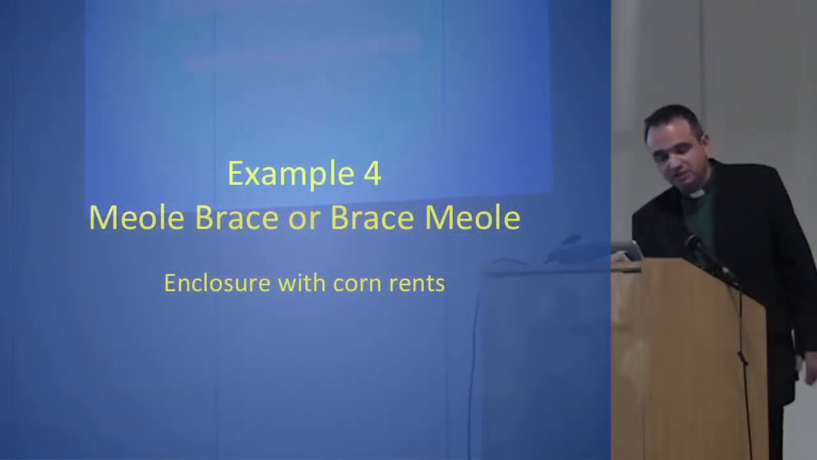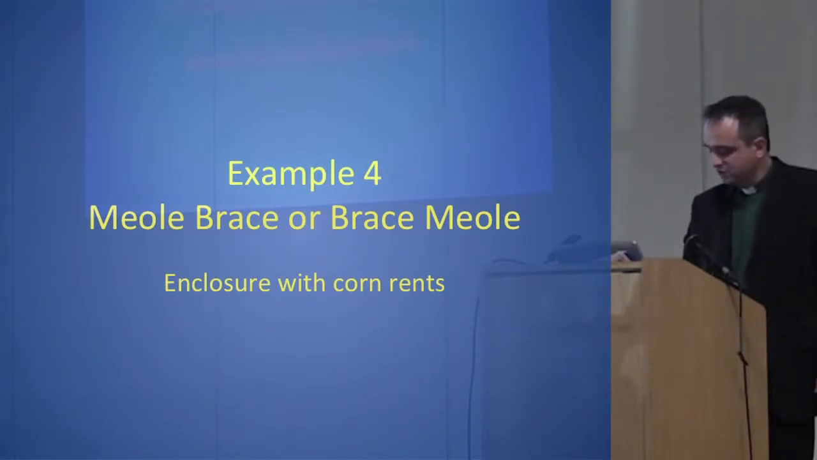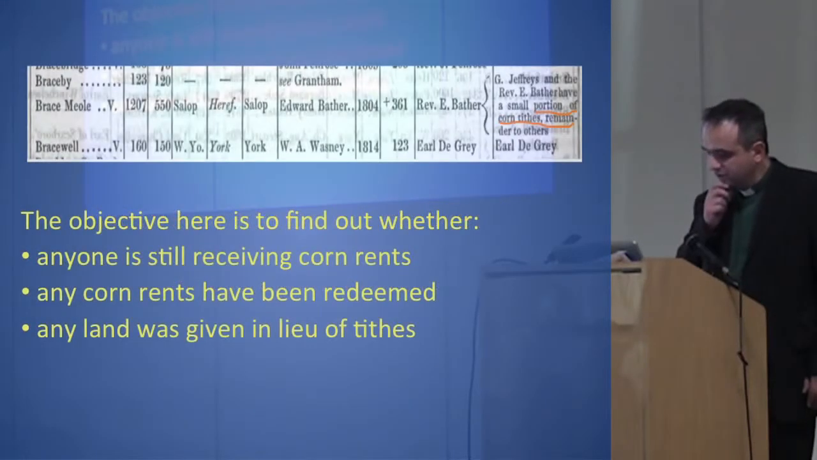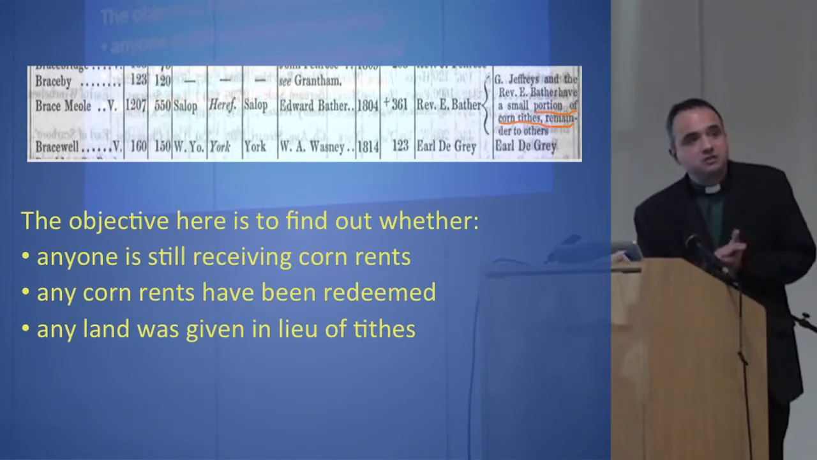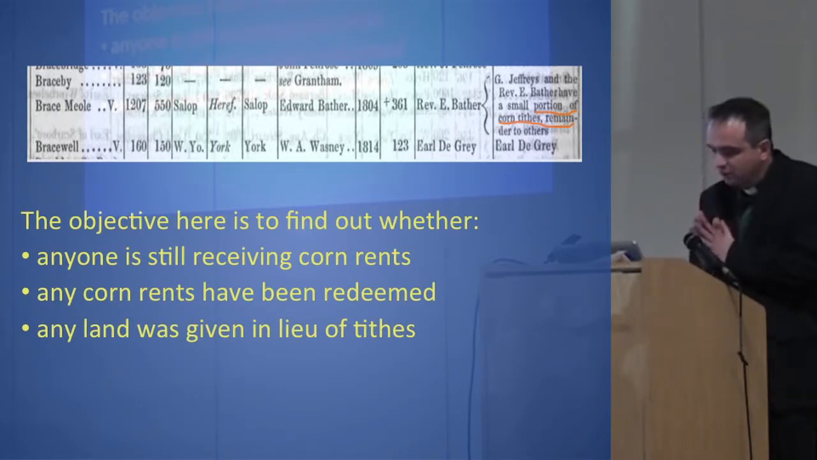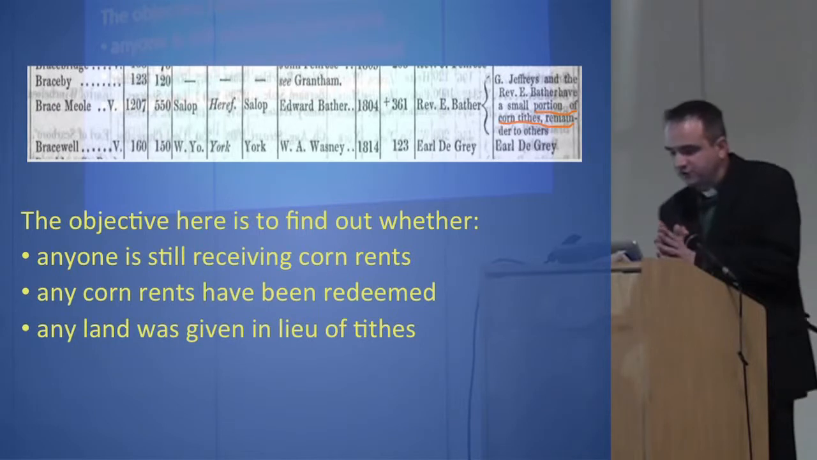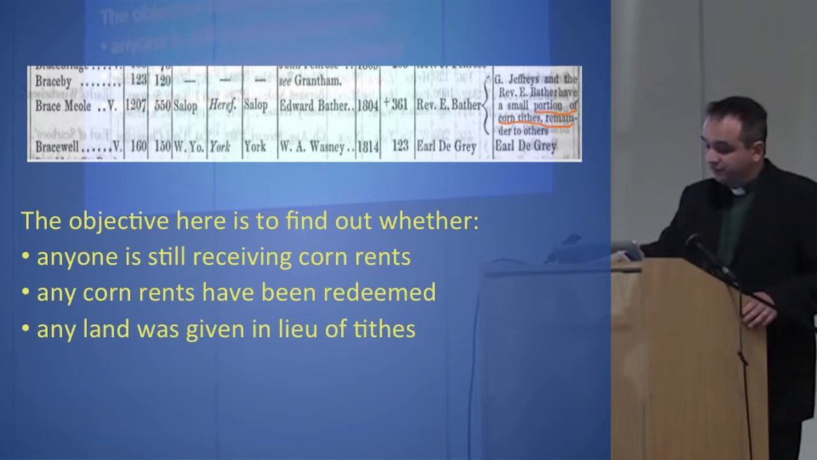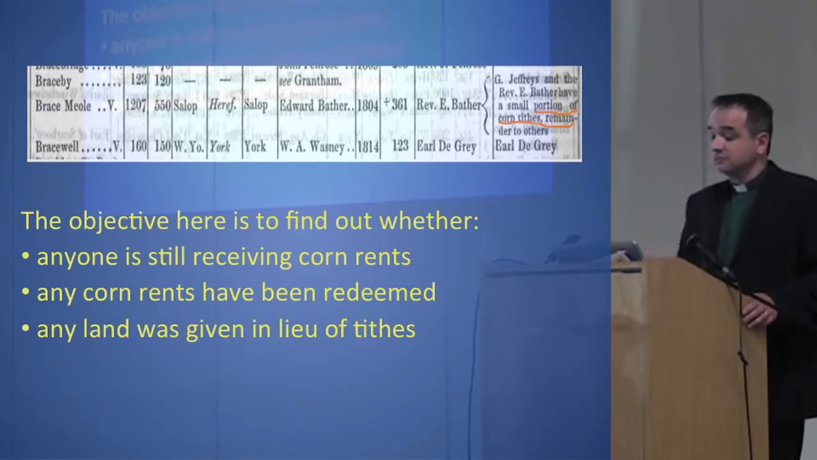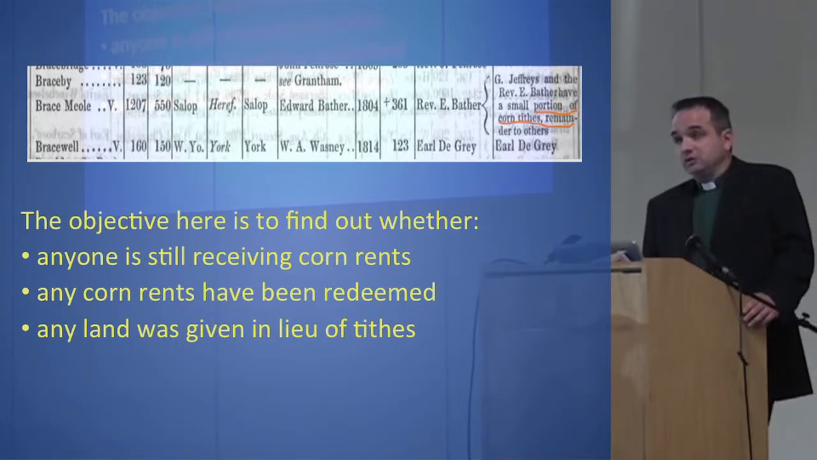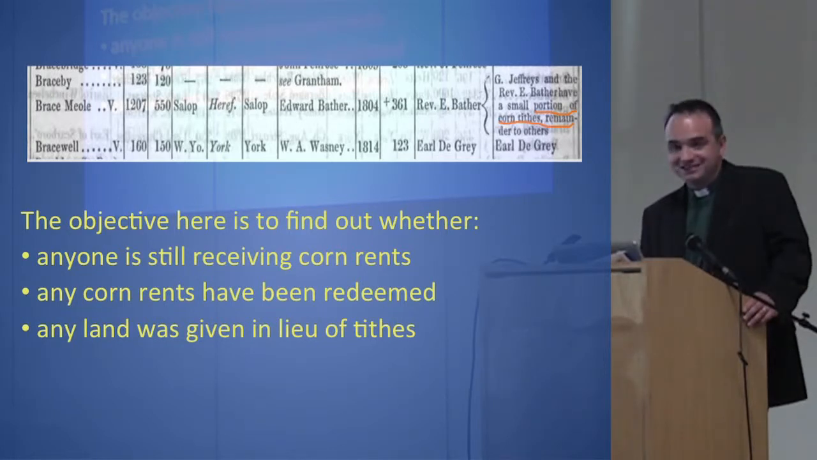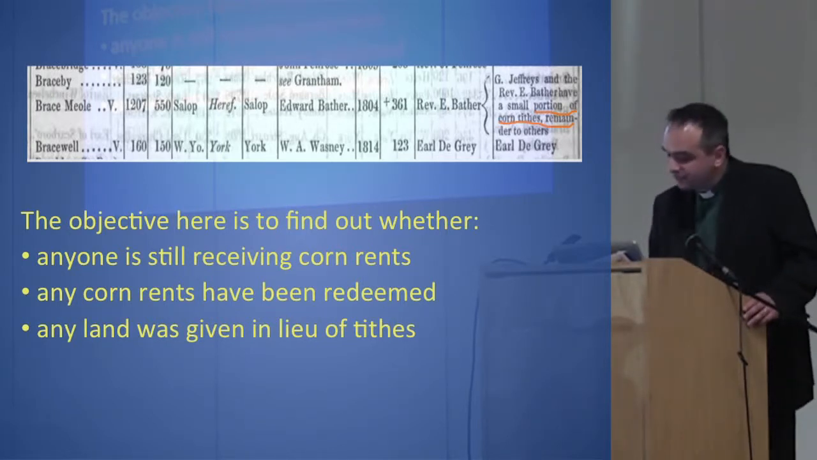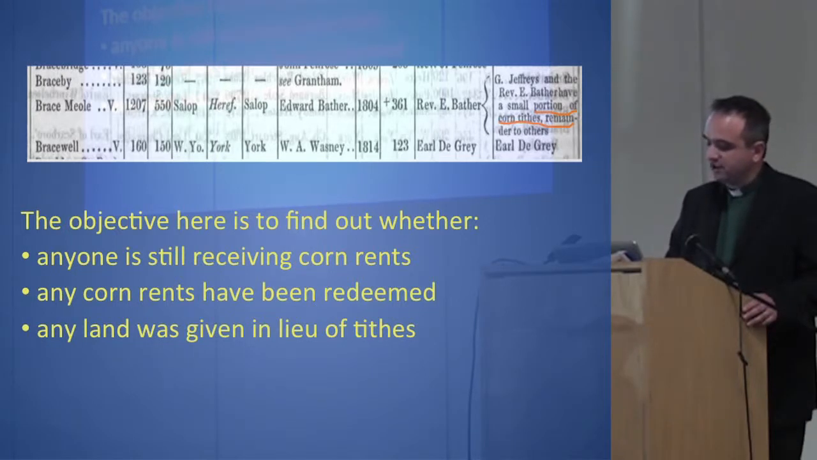Right, this is Mulbrace Mule. This is lifted from, which is linked on from my website, the 1836 equivalent of Crockford's. You notice the vicar, the impropriator and the patron are all one and the same person. This is one of the exciting places where Mr. E. Baffer had a small portion of corn tithes to remain to others.